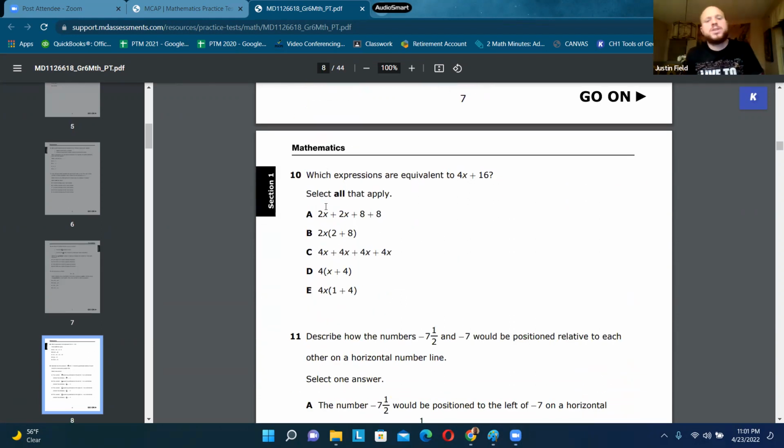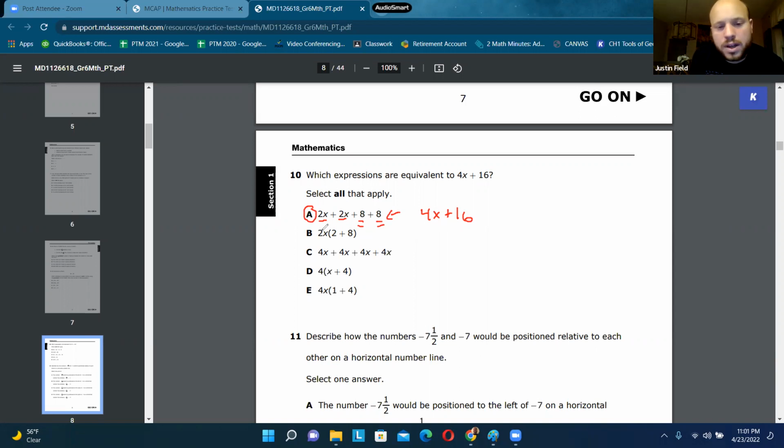10. Which expressions are equivalent to 4x plus 16? Okay, so we've got algebraic expressions where we combine like terms or use the distributive property, right? In this first one, we can simplify each of these and see which ones equal 4x plus 16. So in A, we can add the two x's together, 2 plus 2 is 4. We can also add the 8's together, 8 plus 8 is 16. So yes, A is equivalent to 4x plus 16.